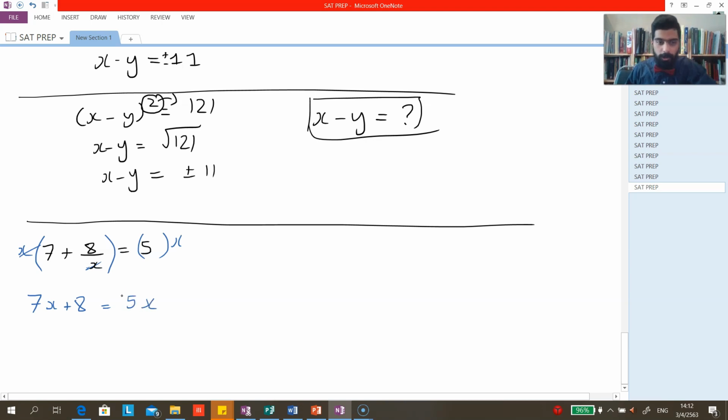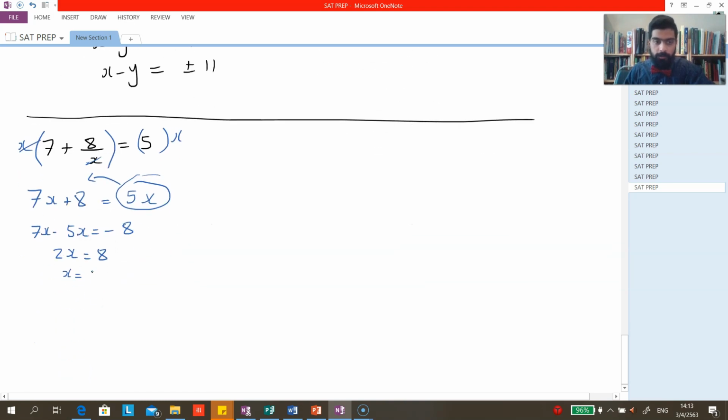Okay, guys, now what I'm going to do is transpose this 5x. I'm going to transfer this 5x to the other side by subtracting it. So I'd have 7x minus 5x is equal to, and I'm going to also transpose this positive 8 to the other side by subtracting. So I would have negative 8. 7x minus 5x would give us 2x is equal to 8. Right, guys, 2x is equal to 8, and x is equal to, now I'm going to transpose this 2 to the other side, which is 8 over 2, which is equal to 4. So the value of x would be equal to 4.